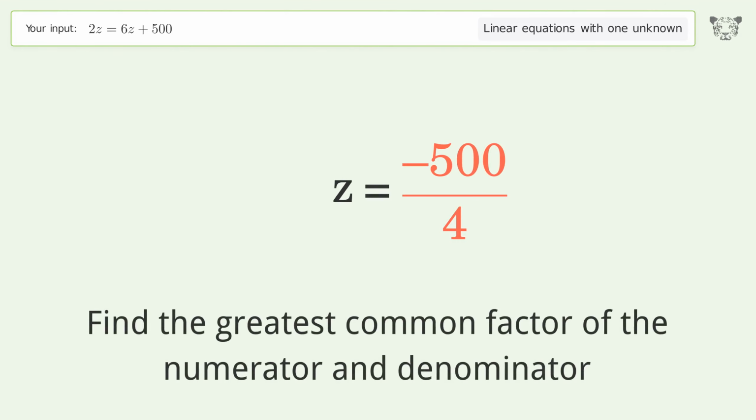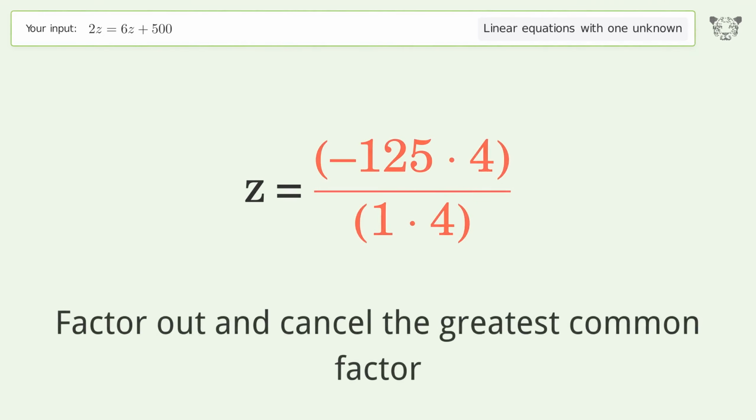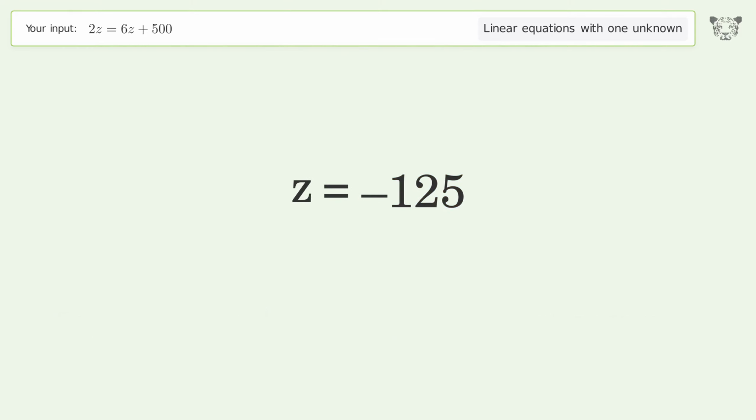Find the greatest common factor of the numerator and denominator. Factor out and cancel the greatest common factor. And so the final result is z equals -125.